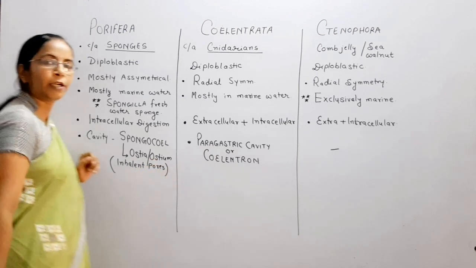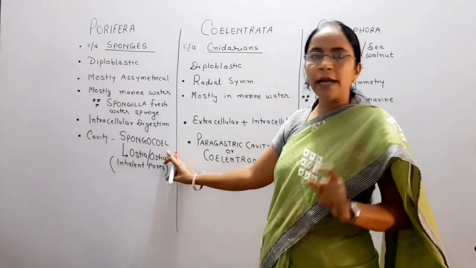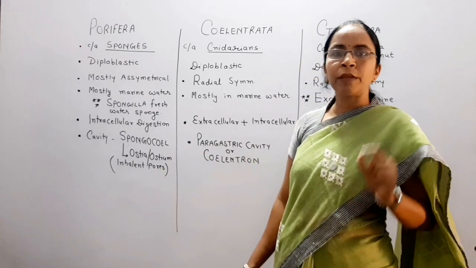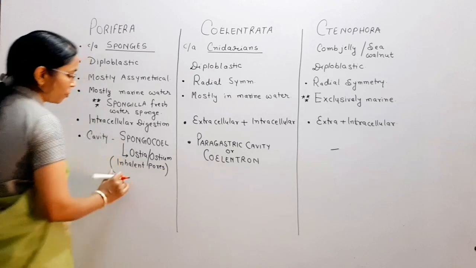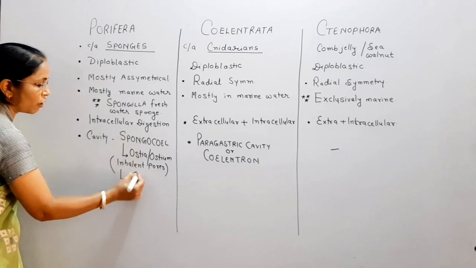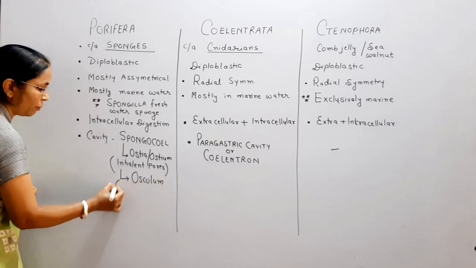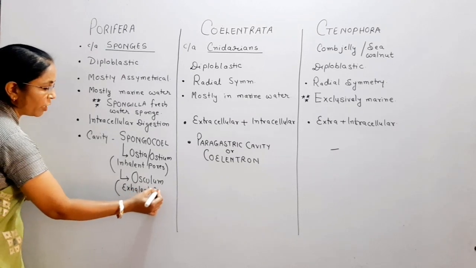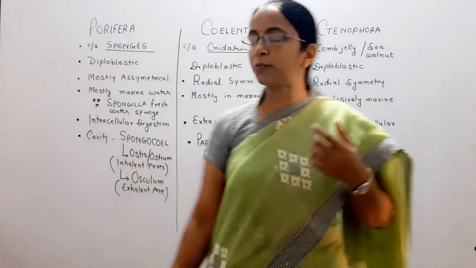So with the help of the inhalent pore, water enters inside the body cavity or spongocele, and one single pore is present. That single pore is called the osculum, and with the help of the osculum, exhalent water or excurrent water is released from the body. So ostia is an inhalent pore, and the second pore is a single pore. So the spongocele is opened by one pore, that is the osculum, and the osculum, you remember, is commonly called the exhalent pore.